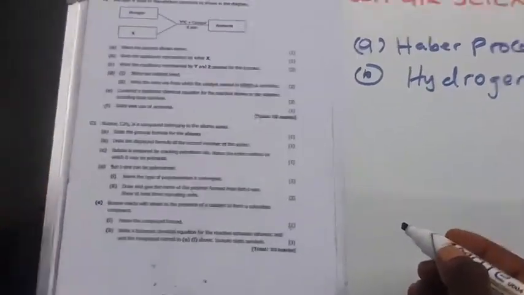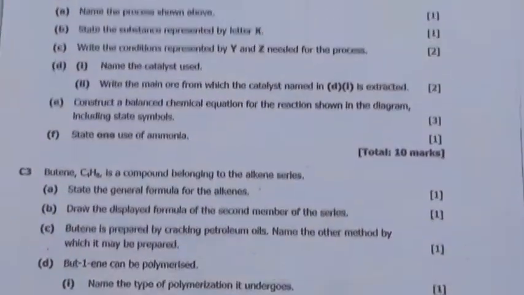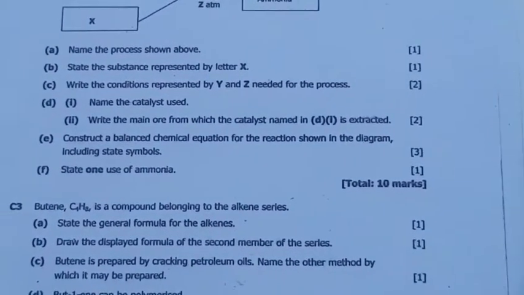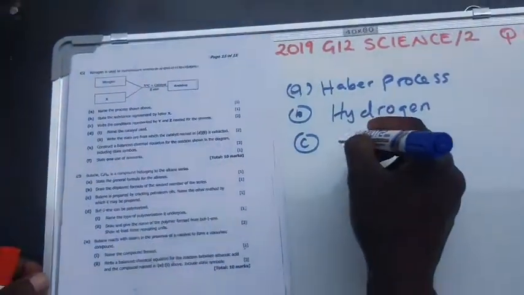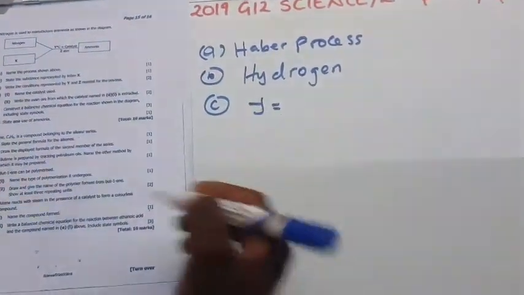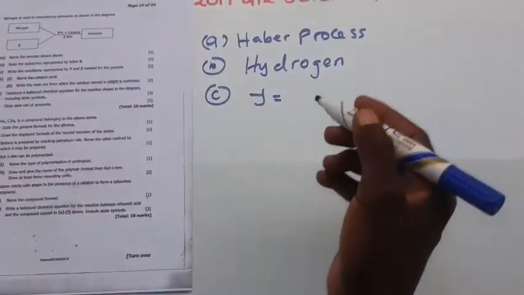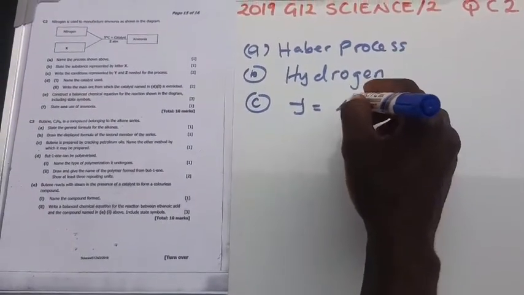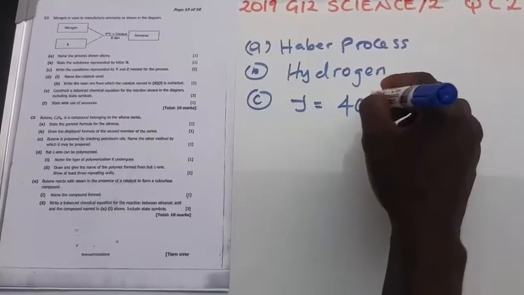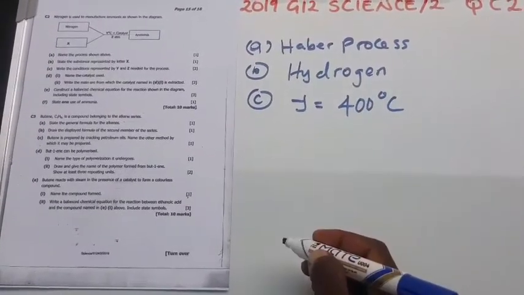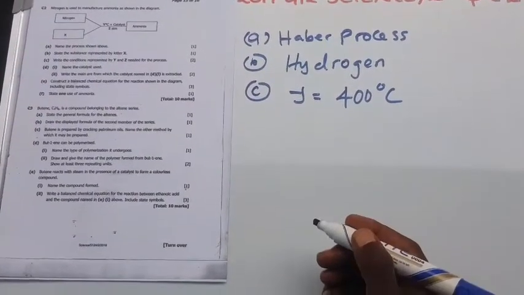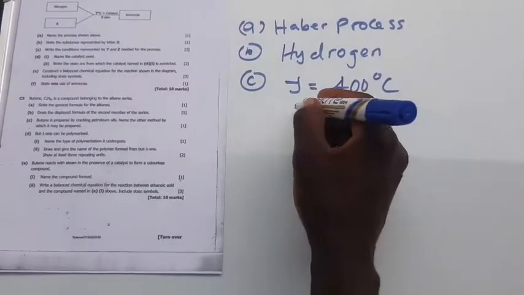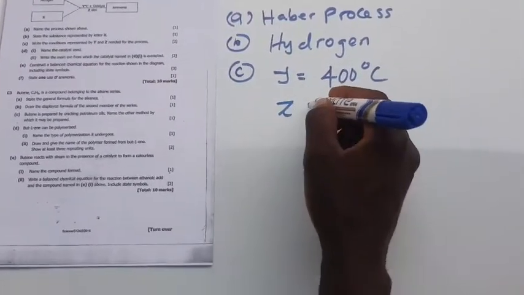Next, C, which says state the conditions represented by Y and Z needed for the process. So Y is a temperature. You can say there is Y degrees Celsius there. We need the temperature of about 400 degrees Celsius. It's a very high temperature, and the reaction is highly exothermic. As a result, we need a catalyst. That's why there's a catalyst there.